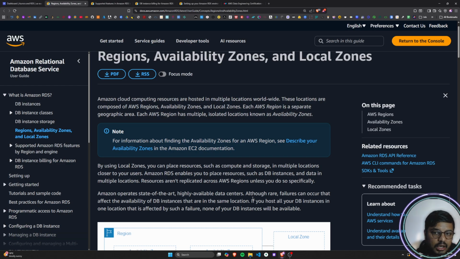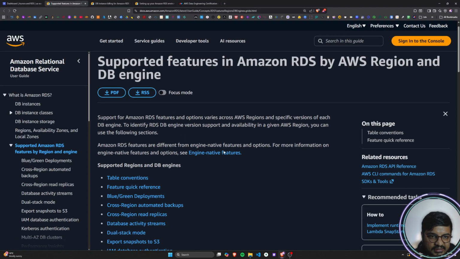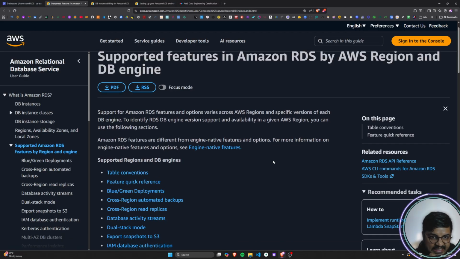Cool. Now let's talk about the supported features that are there for our RDS. Okay, let's talk about the supported features in Amazon RDS by AWS region and the DB engine, right? So these features will be dependent on two factors: in which region are we initializing our instance, and which DB engine are we using.